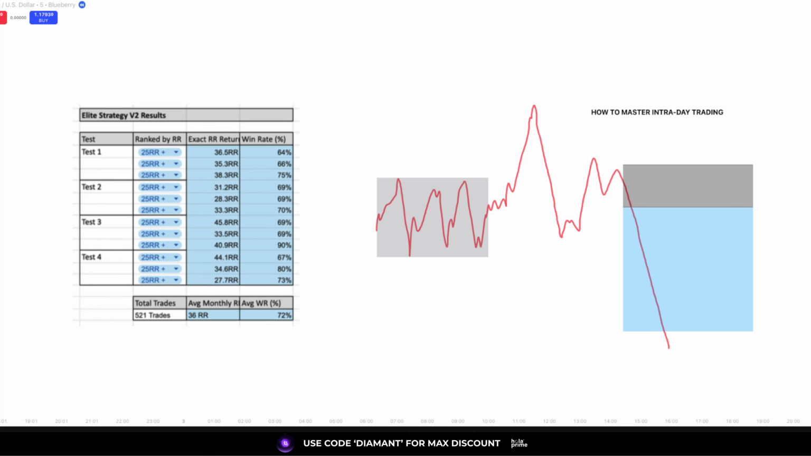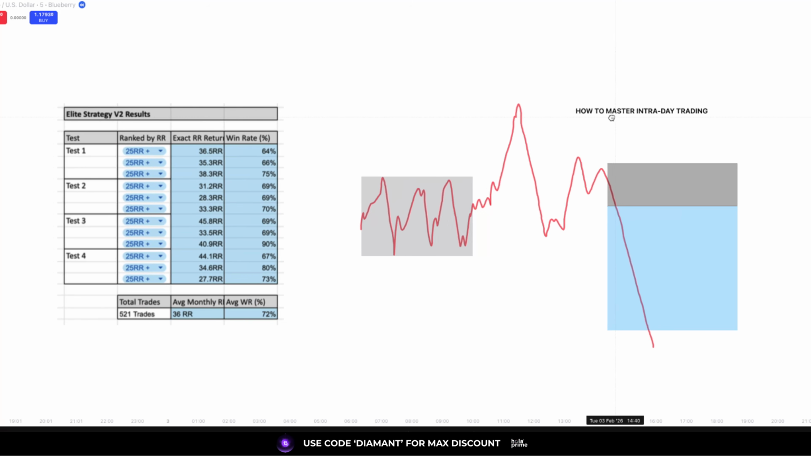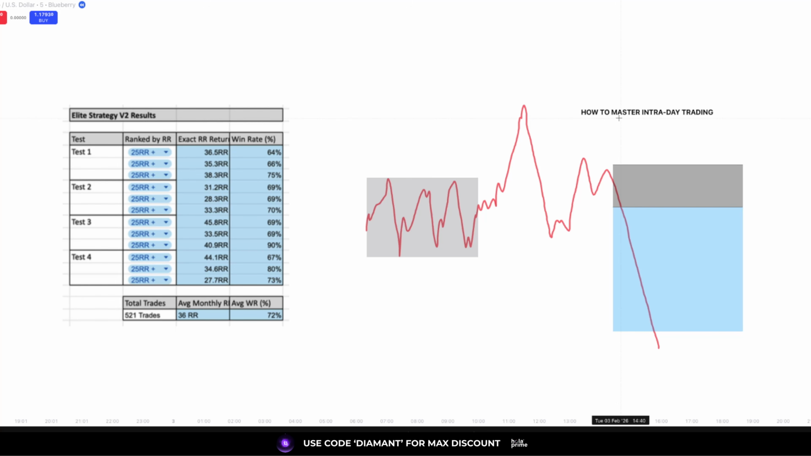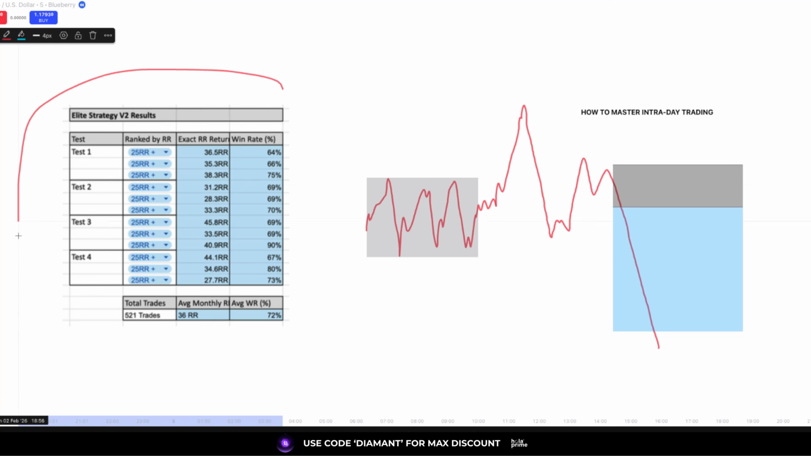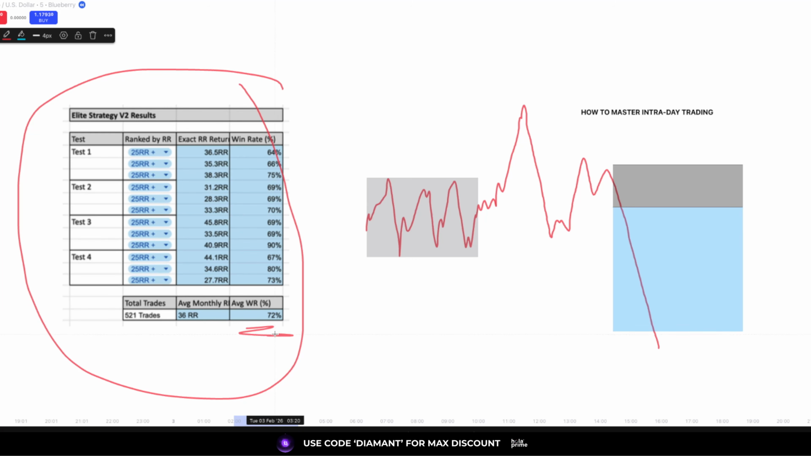In this particular one, we're going to be going through my exact way on how to master intraday trading. Now, when it comes to something like this, we really need to look at the statistics of how well it actually works. And as you can see, this particular setup has been tested over years and years of data, coming up to the point where it has a 72% win rate. So let's get straight into it.